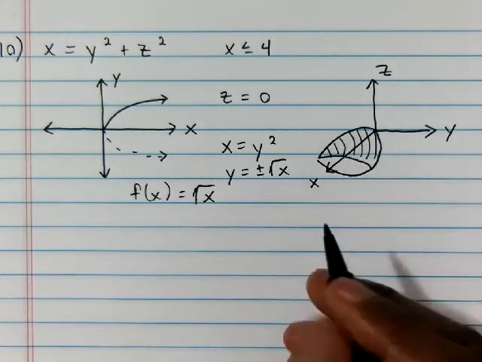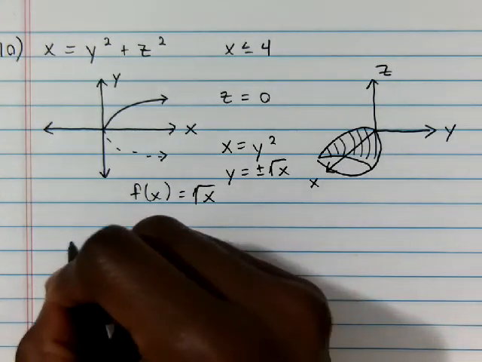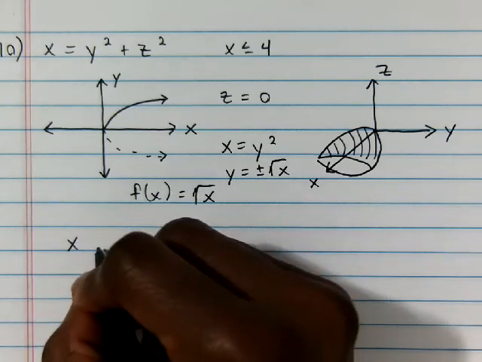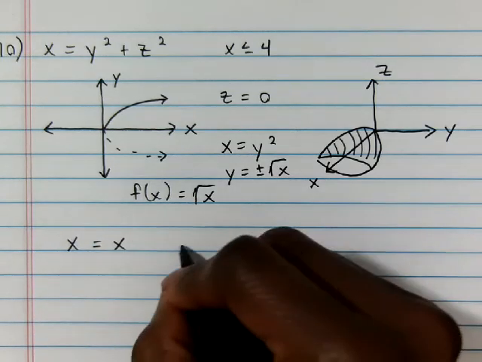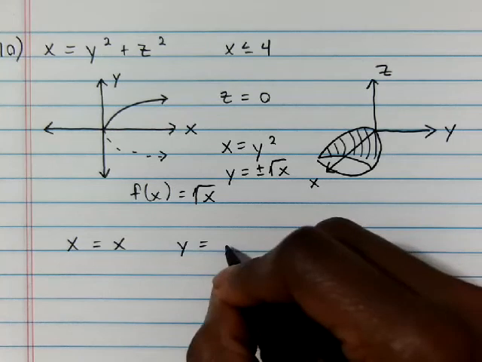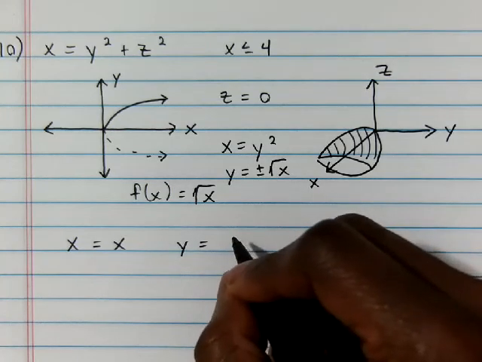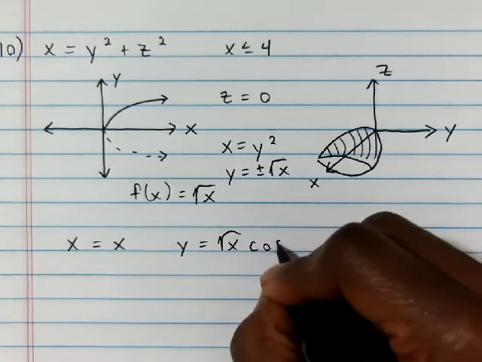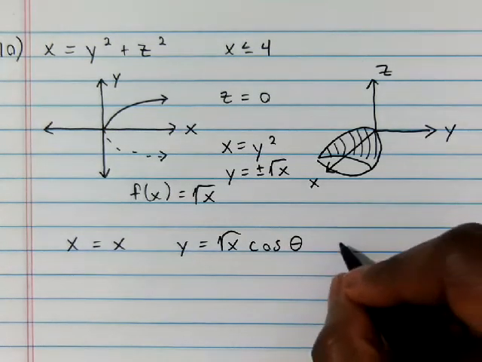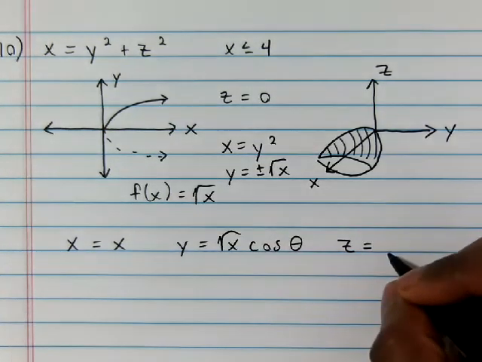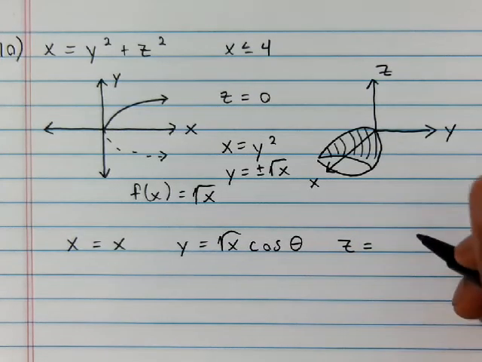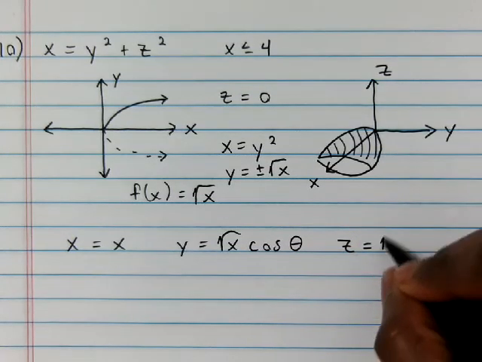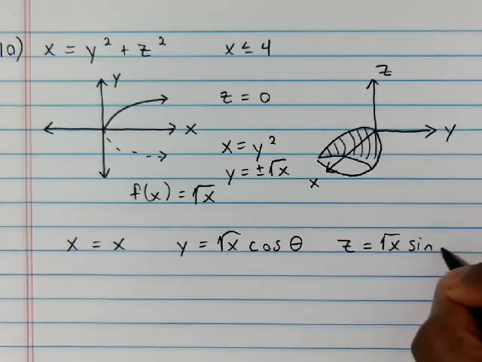Now, how do we parametrize that? That is x equals x, y equals f of x times cosine theta. Our f of x is square root of x, so y is square root of x times cosine of theta. And z equals f of x times sine theta, so square root of x times sine theta.